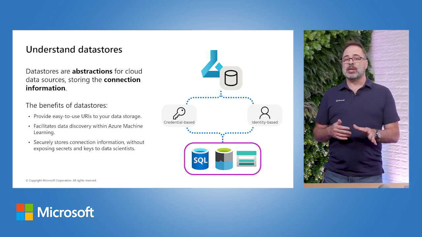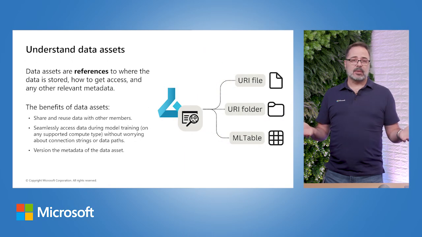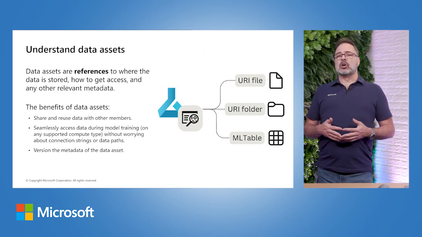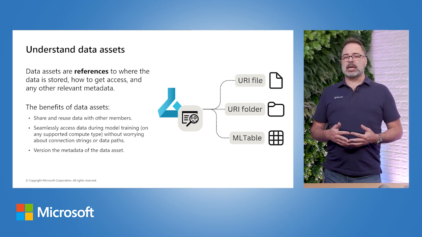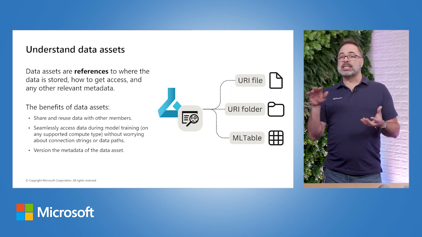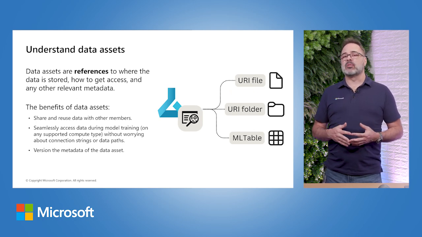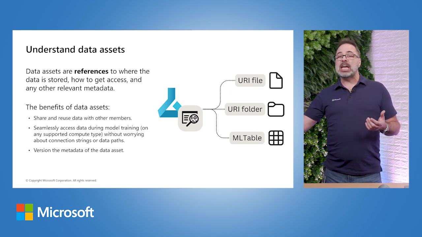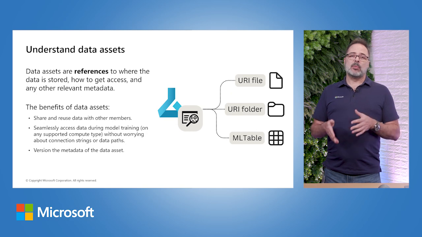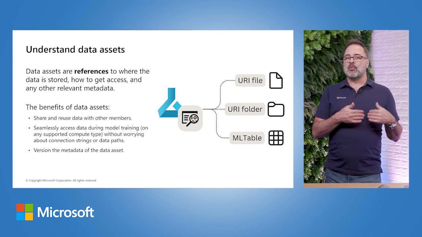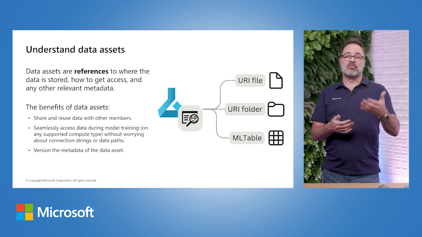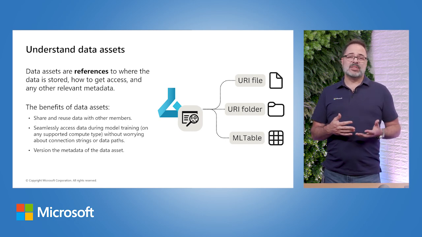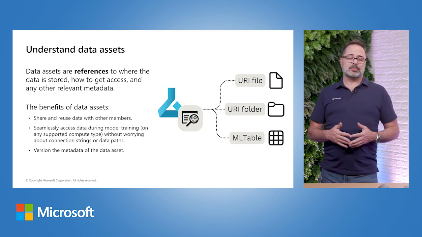For that, we use data assets. Data assets can go a step further than data stores by providing specific information to the actual data. For example, we might build a data asset that points to a data store that provides the connection information and the overall location of that data. But then we can use a data asset to go further in specifying the specific location, such as a folder, that the data lives in, as well as the type of data that's being stored there.